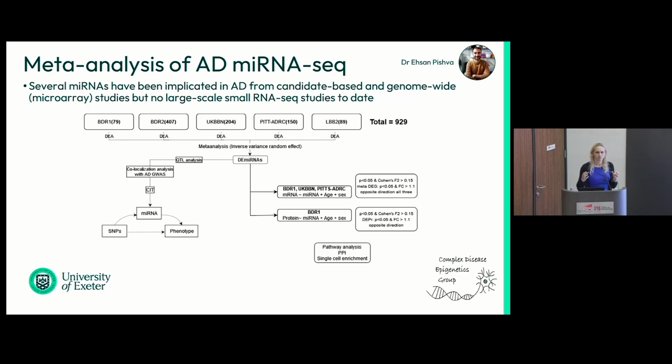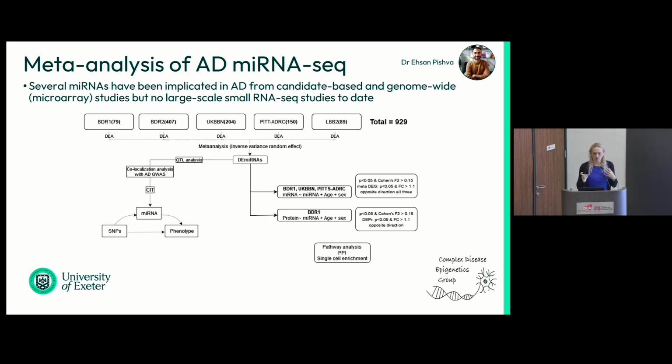There have also been some genome-wide studies done on microarrays, but what we wanted to do was use RNA sequencing to do an unbiased analysis of microRNAs in Alzheimer's disease. And we started this off as a pilot study, and then we ended up adding more and more samples. In the end, we've managed to accumulate data from over 900 samples, and we've managed to meta-analyze these. We've then gone on to do QTL analysis, like I described earlier, and look at causal inference tests.